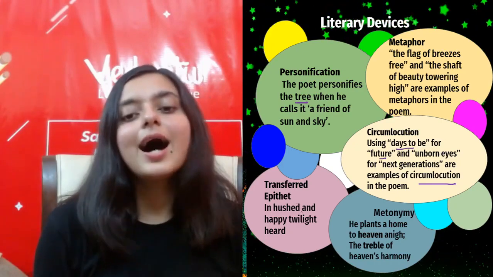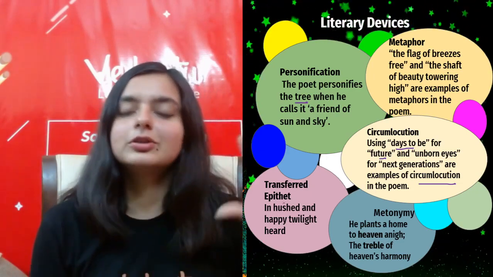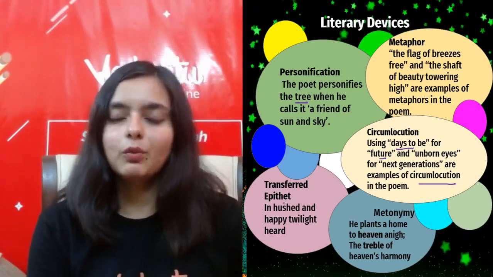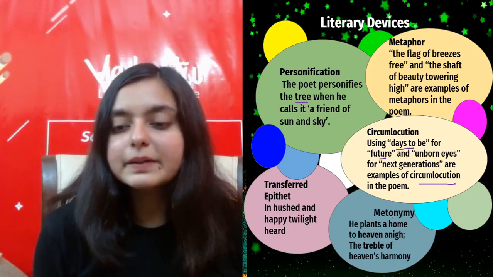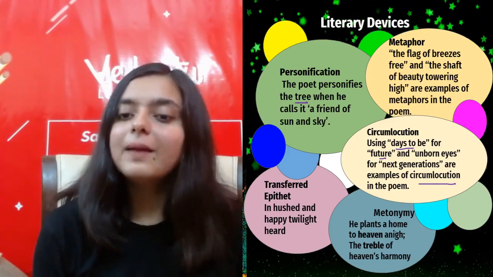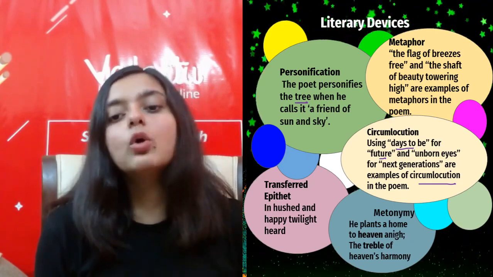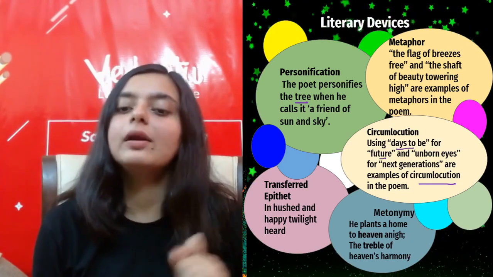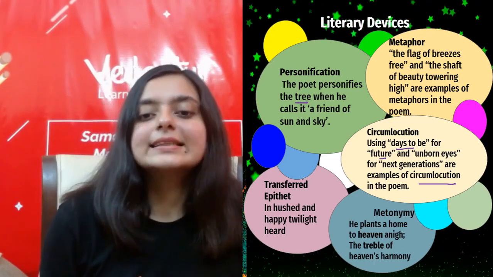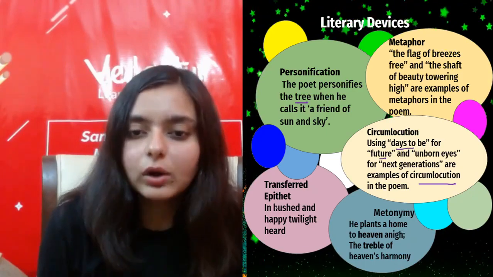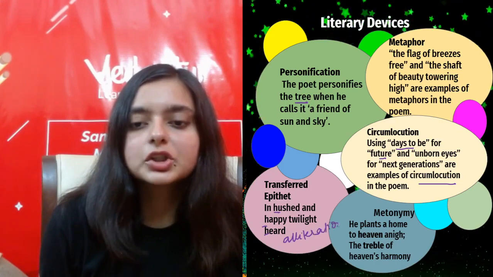Transferred epithet is in hushed and happy twilight heard. So this is the transfer of the epithet from one noun to the other, right? So next is metonymy. Metonymy here is he plants a home to heaven and I, the treble of, this is one example. And the next one is the treble of heaven's harmony. That's also an example of metonymy. All right, guys. And yes, we also have alliteration here. That is also another figure of speech.